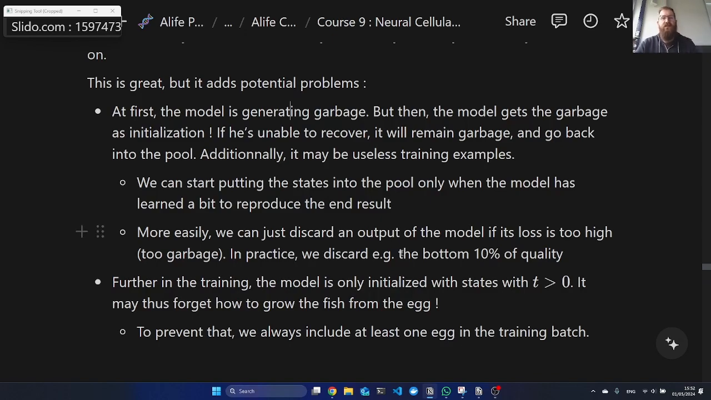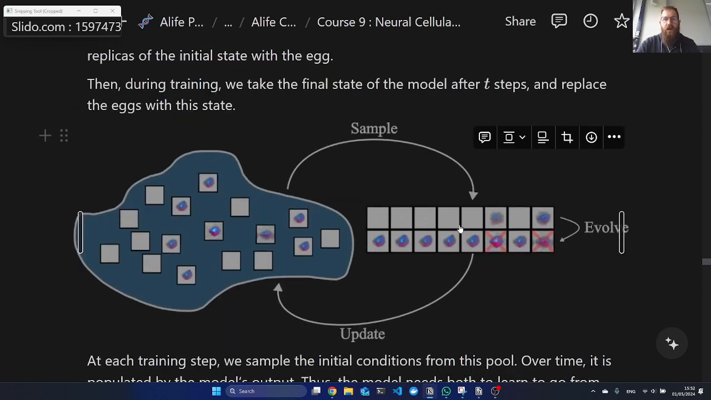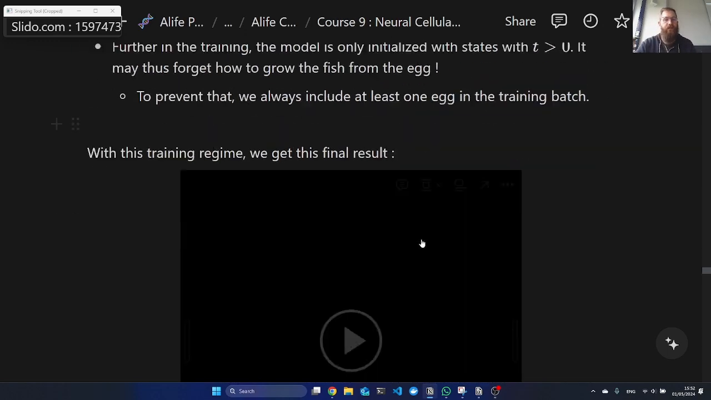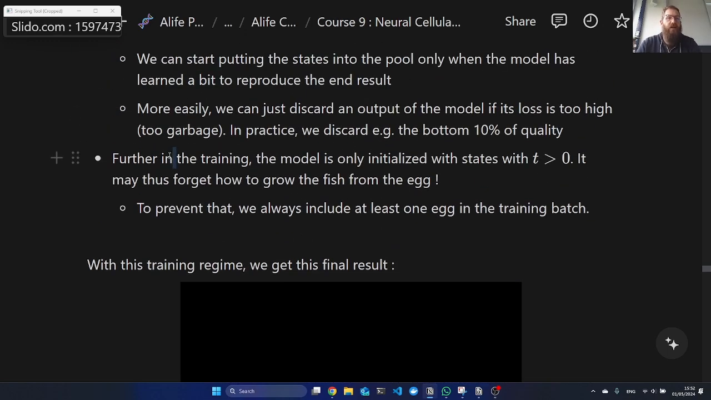So to stabilize this, what we do is that when we look at the output of the model, we just discard the outputs which have the bigger loss. Okay, so the worst outputs we do not add back to the pool. We just add the outputs which are reasonably good, such that the model does not need to start from garbage, it starts from things which are reasonable, right? And the other thing is that as the training continues and the pool does not contain any eggs anymore, we are now training the model to just go from fish to fish.